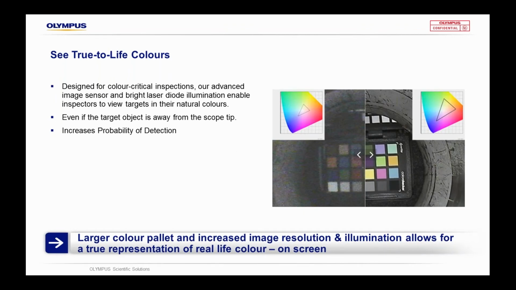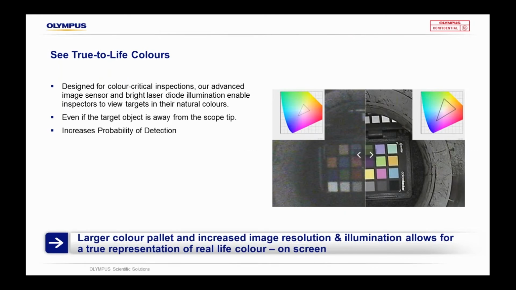So if you look at the example here, on the right hand side we have iFlex NX with the new color space and the new processing power. On the left hand side we have a conventional video scope without that power. All of this together increases the probability of detection. Probability of detection being the amount of chances that you have of finding a problem.